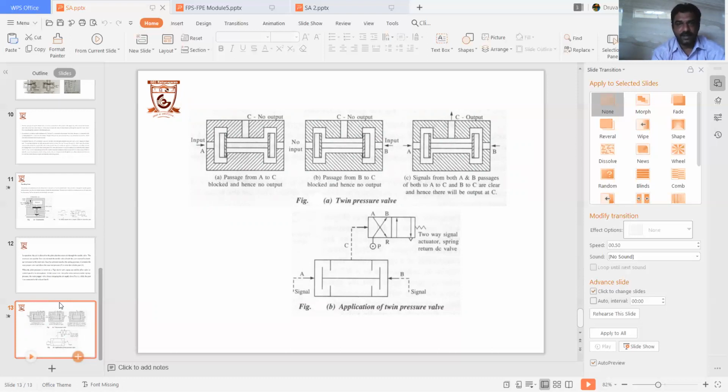These three figures show what is called a twin pressure valve, and figure B shows the application of twin pressure valve.